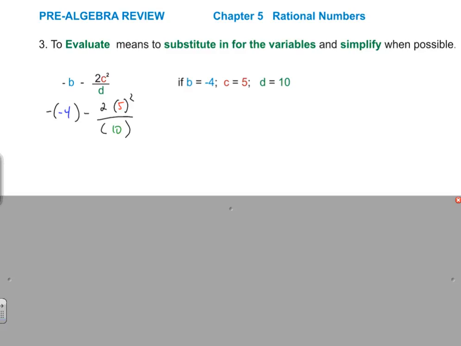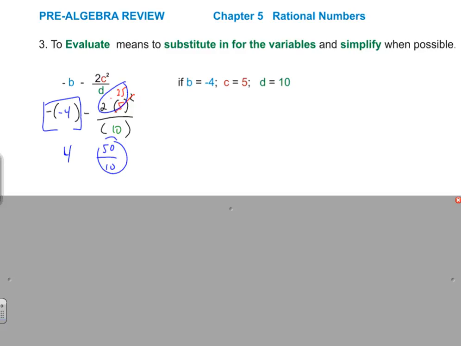All right, let's do evaluate all exponents first. 5 squared is 25, right? Now it's all multiplication division left to right. This is technically a multiplication. That's a 4, right? Negative times a negative is a positive. This multiplication, 2 times 5 is 50, and we have a 10 on the bottom. Now we got to do this division. 5 divided by 10. Whoops, and I see somehow that plus sign snuck in there, right?